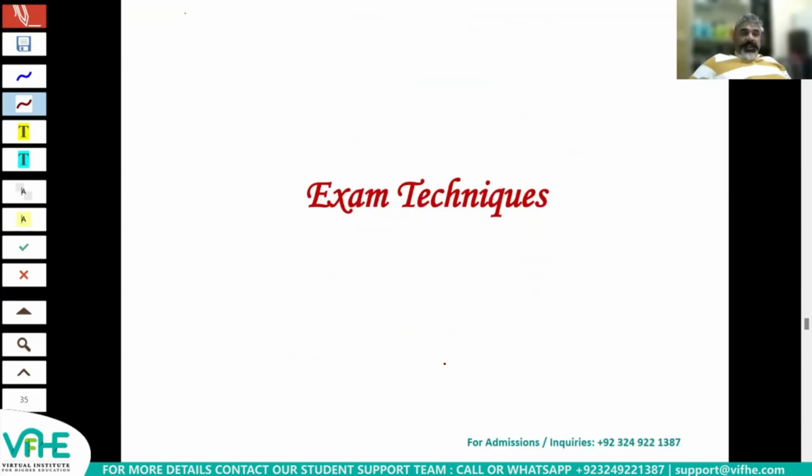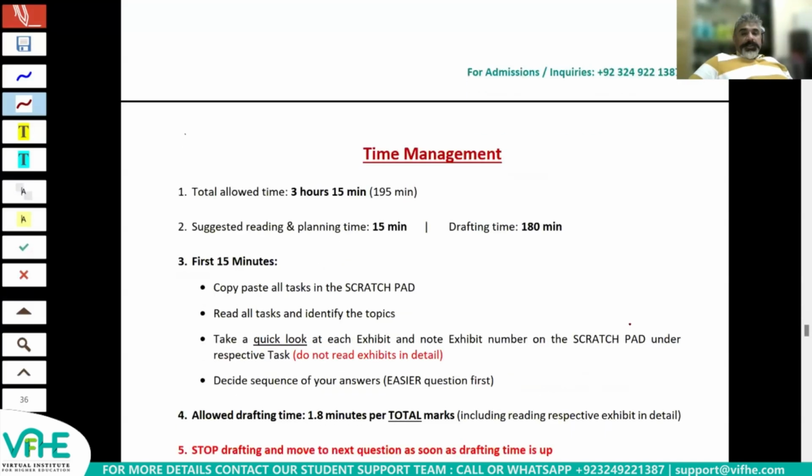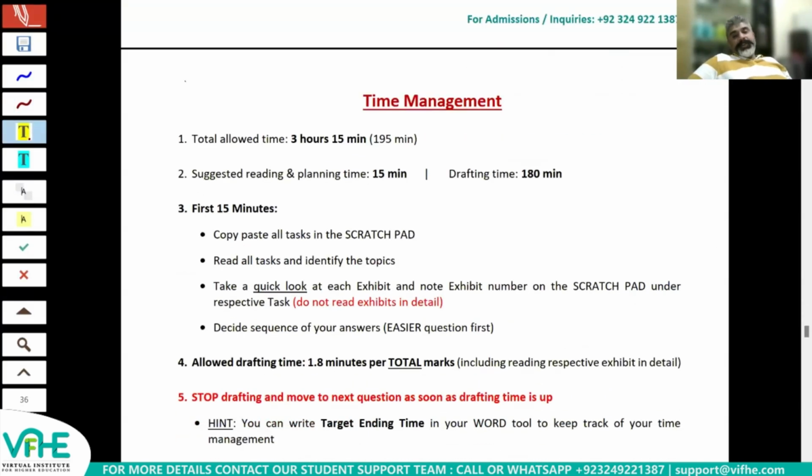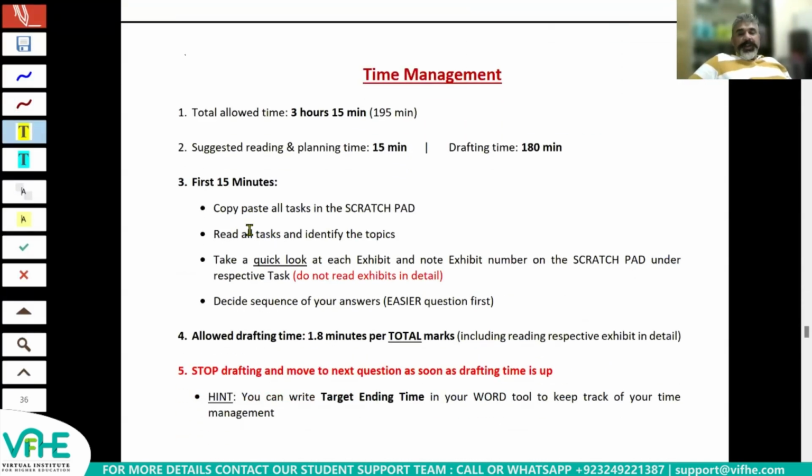The last thing I want to touch upon today is exam techniques. The first slide is about time management, how we allocate the time. The paper is 3 hours and 15 minutes. We all know that, right? So the paper is 3 hours and 15 minutes.